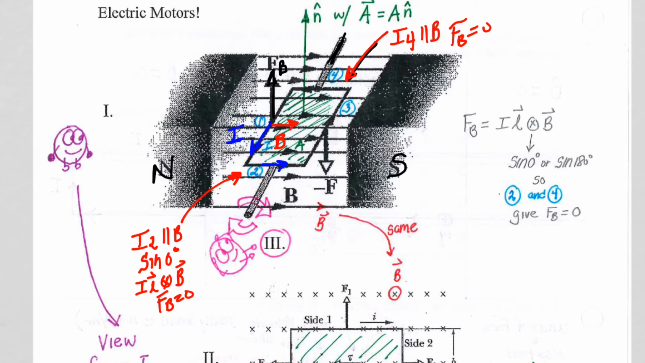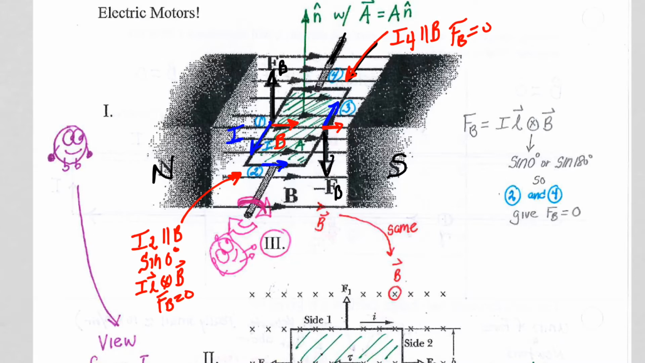Well, that only leaves us with section 3. In section 3, we're going to do the same thing. We have the current through section 3 running in this direction. We have the magnetic field going from north to south. When we do IL cross B, we get thumb down. So there we have our force and our torque and our rotation, and that's the rotation I have showing here.